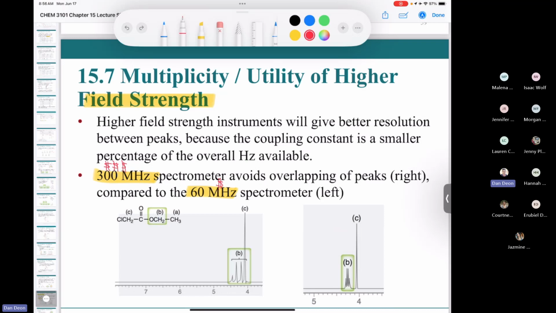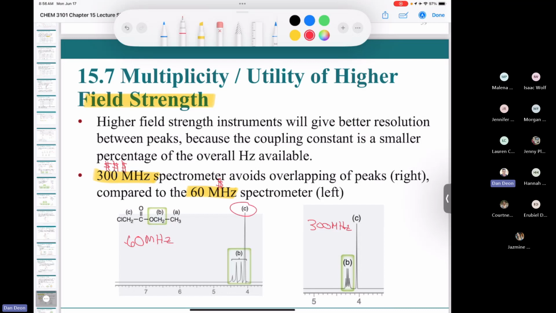Okay. Anyhow, the bottom line is, do you still get the picture? Yes. But with a higher frequency spectrometer, you can have less actual distance between your peaks, and so you get a clearer picture. So it's nothing more than this. This would be the spectrum run on a 60 megahertz spectrometer, and this would be the spectrum run on a 300 megahertz spectrometer. Both of them give you the same information.